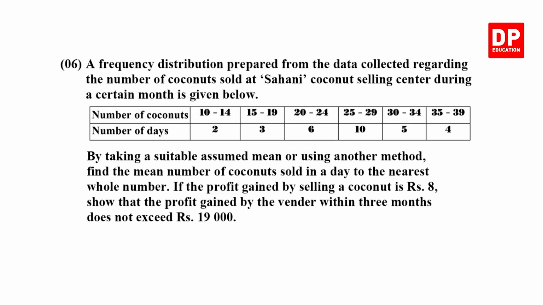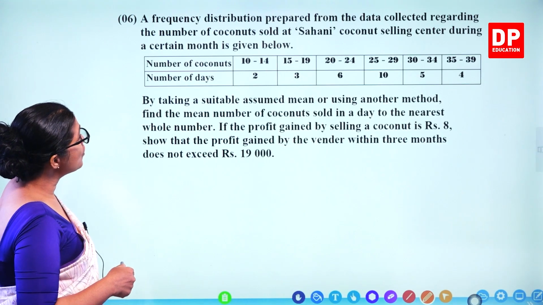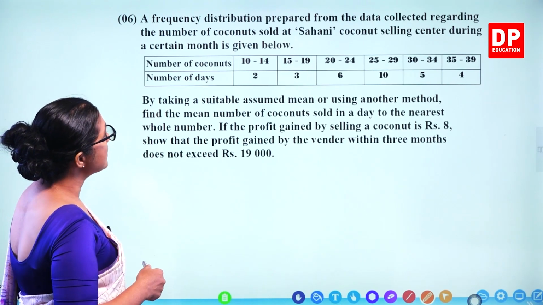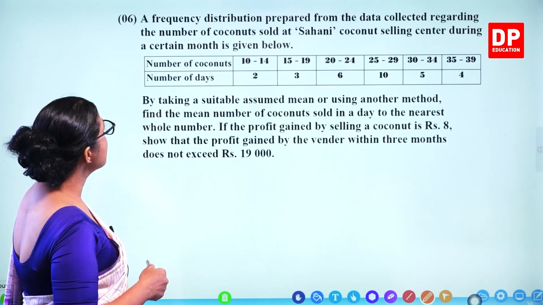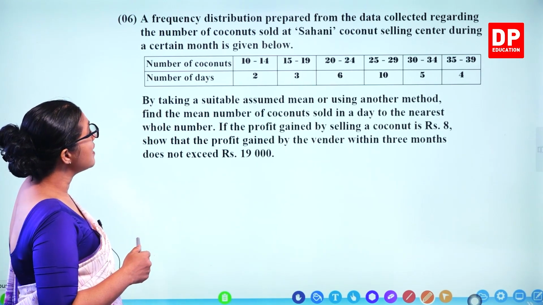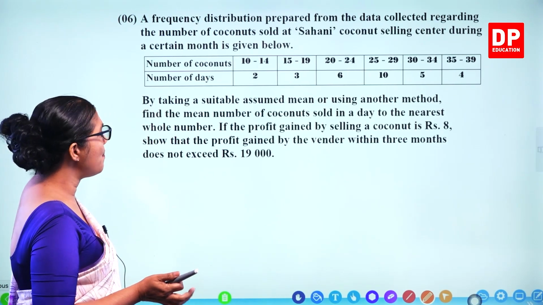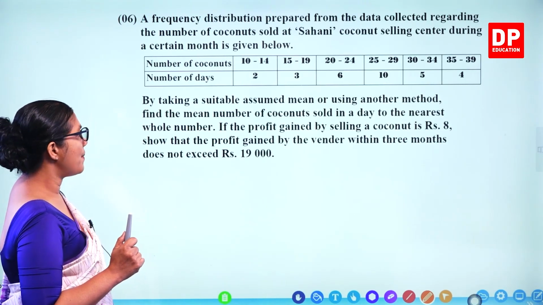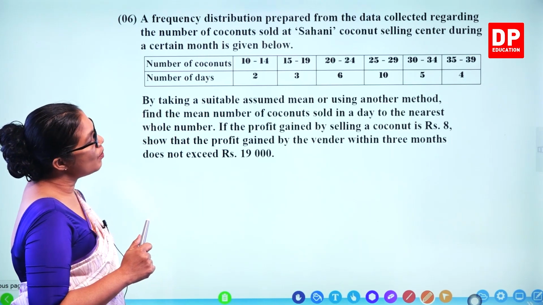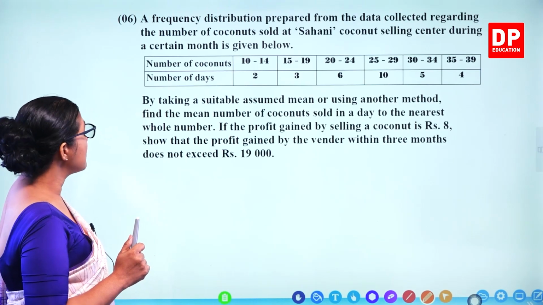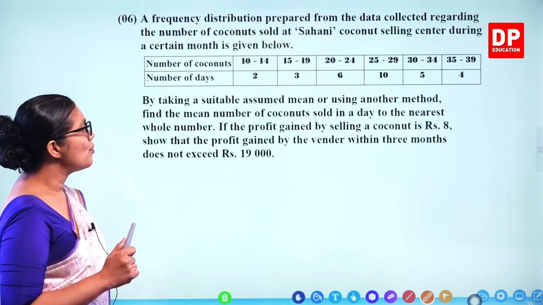Question number 6. That's a statistics question. A frequency distribution prepared from the data collected regarding the number of coconuts sold at Sahani Coconut Selling Center during a certain month is given below. Number of coconuts and number of days. By taking a suitable assumed mean or using another method, find the mean number of coconuts sold in a day to the nearest whole number. If the profit gained by selling a coconut is 8 rupees, show that the profit gained by the vendor within 3 months does not exceed 19,000 rupees.